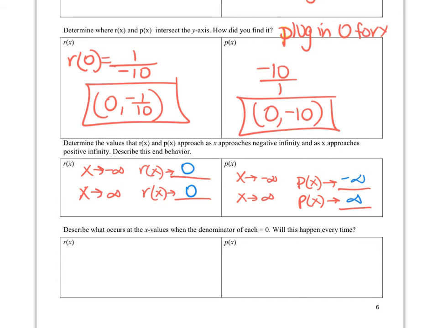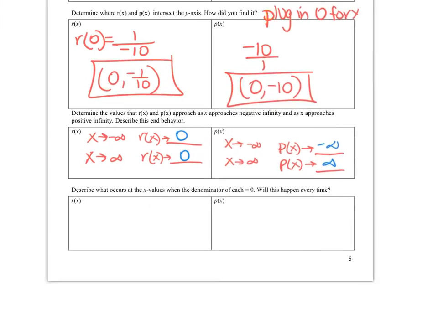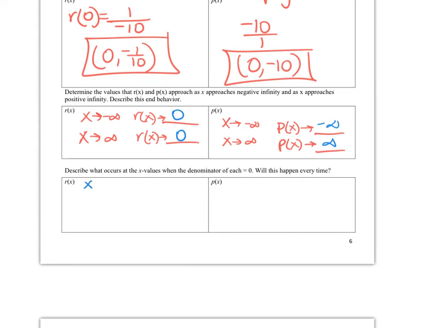Next up is describe what occurs at the x values when the denominator of each is equal to 0. Will this happen every time? So if you look at the denominator of r of x, it's x squared plus 3x minus 10. And if you look at p of x, your denominator is x plus 1. So it says what happens when you set each of those equal to 0. Remember what happened here.